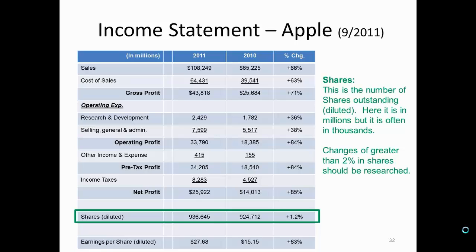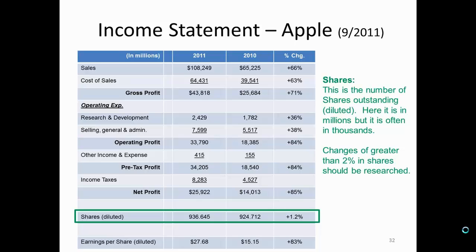Next is shares, and we're not going to go into it right now, but there will normally be two share lines. One is basic and one is diluted. Diluted is always the most conservative to use when you do your analysis. So that's what I have shown here.